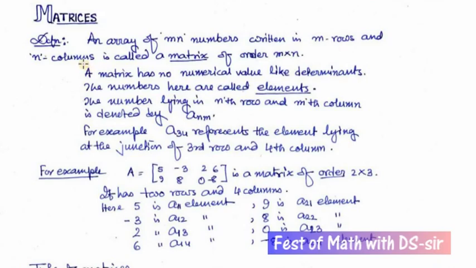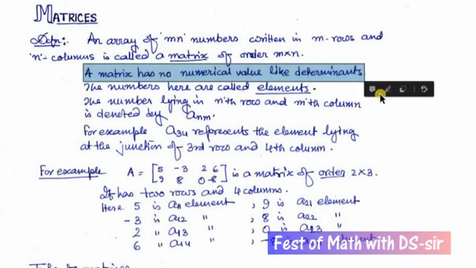A matrix has no numerical value like determinants. This is the most important difference between a matrix and a determinant. A matrix never represents any value. The numbers here are called elements, like in a determinant.